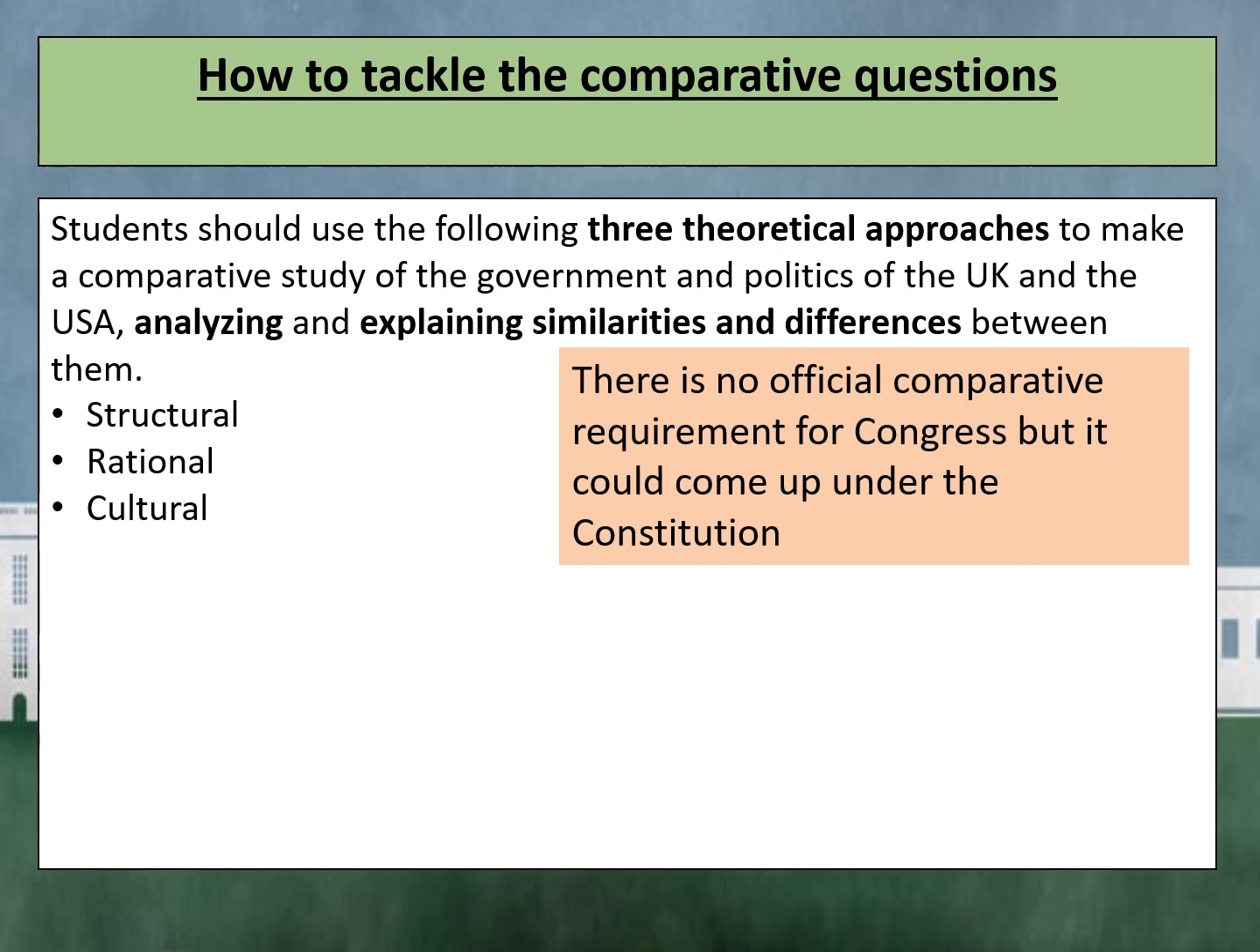Students should use the following three theoretical approaches to make a comparative study of the government and politics of the UK and the USA, analysing and explaining similarities and differences between them. The three comparative theories that we are going to be using are structural, rational, and cultural.